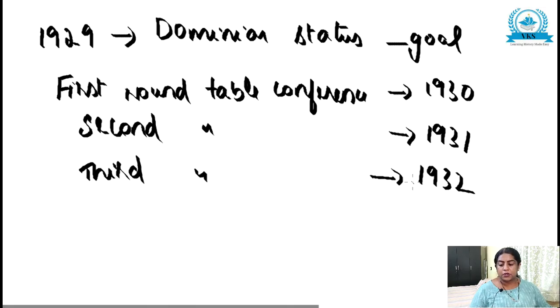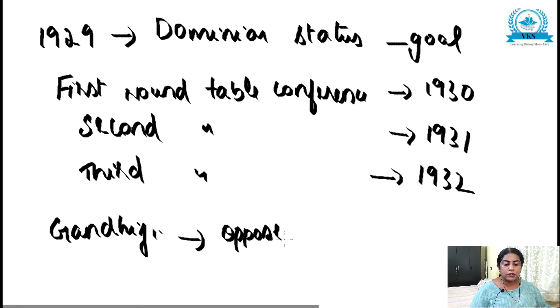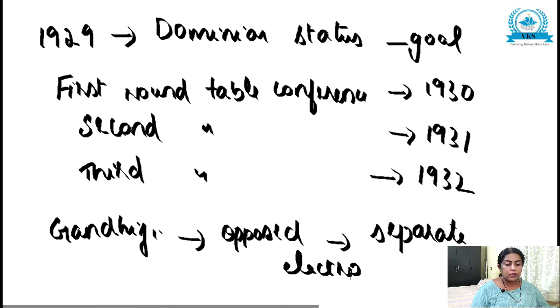And the Simon Commission brought the report of the resolutions of the conferences, but Gandhiji opposed the separate electorates for untouchables. Now, when the Simon Commission brought the report, Gandhiji opposed the separate electorates for untouchables.